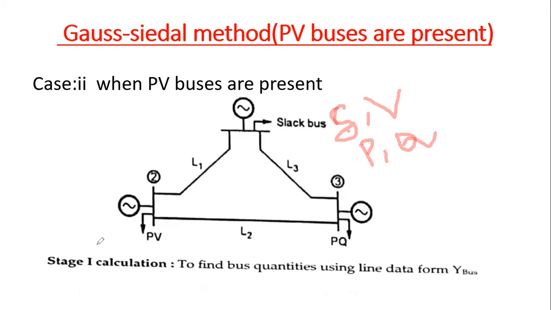In the PV bus, the known terms are P and V, and the unknown terms are delta and Q. In the PQ bus, the known terms are P and Q, and the unknown terms are V and delta.